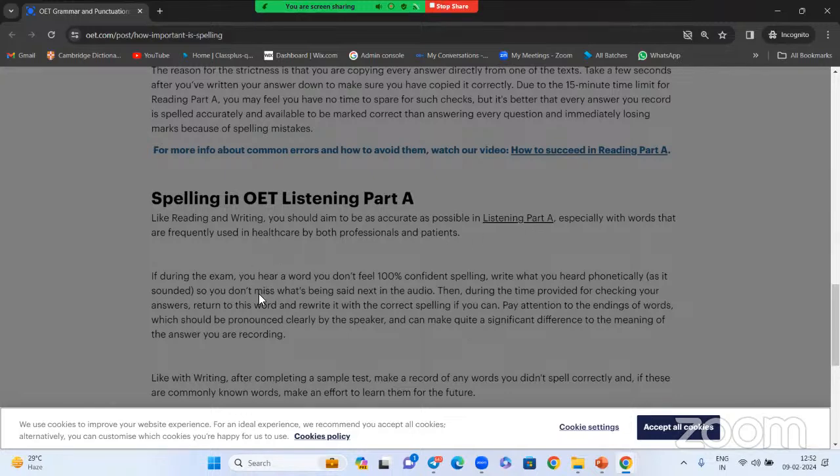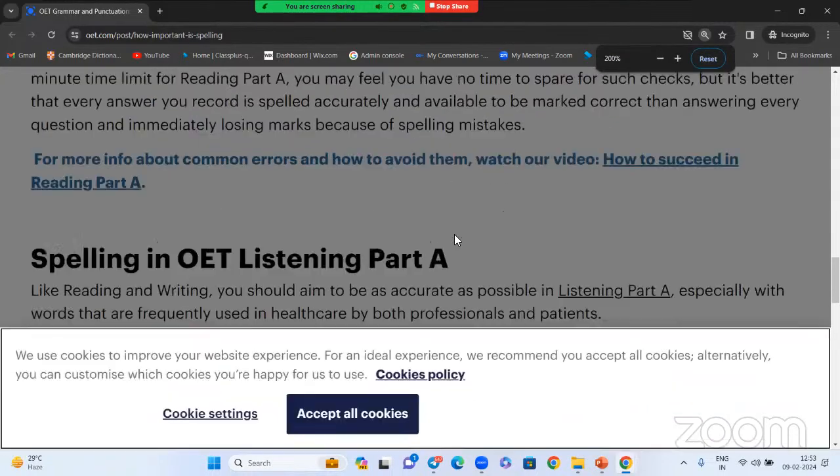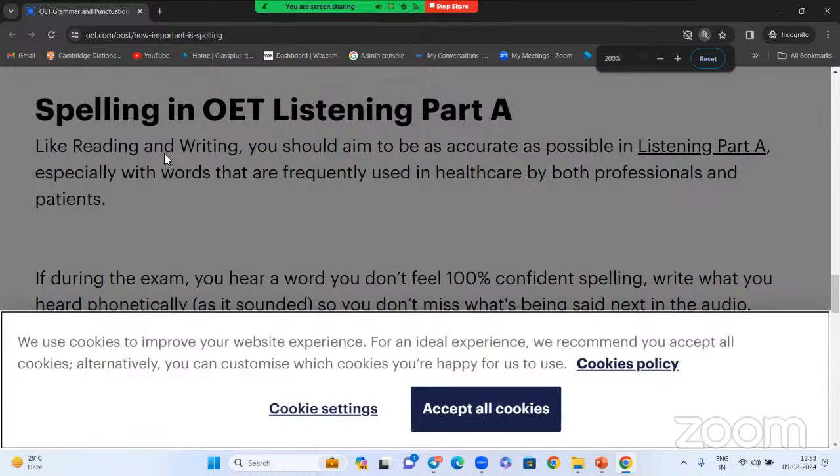Spelling in OET reading part A, spelling in OET listening part A. Go through this. You will get all the points. Like reading and writing, you should aim to be as accurate as possible in listening part A, especially with words that are frequently used in healthcare by professionals. You should aim to be as accurate, means 100%, as possible. If you can, you try. Otherwise, at least be 90%. Whatever it is, try to be as accurate as possible in listening part A.